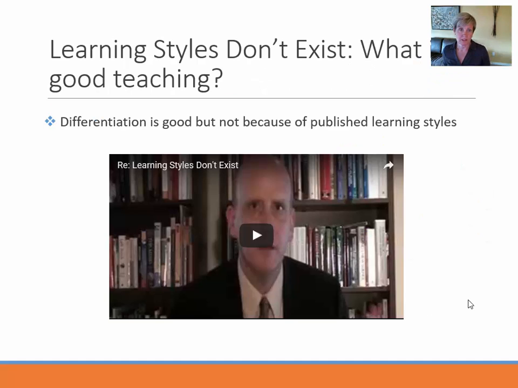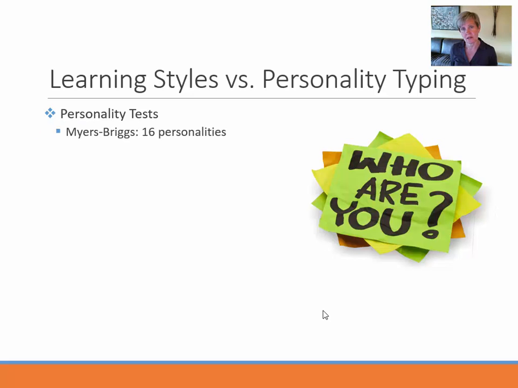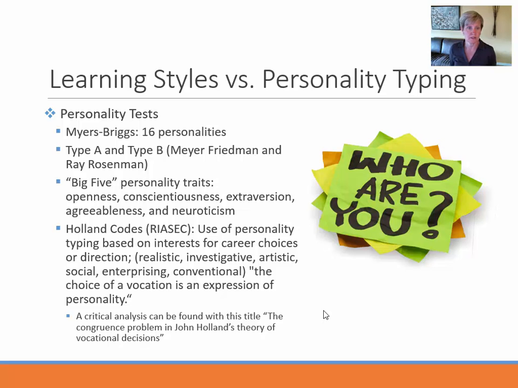So sometimes you see learning styles parlayed into this idea of personality typing. Actually, two different things. One is the learning style: this is the way that I should approach you as a learner. The other idea is that this is your personality, and because this is your personality, I'll approach you this way as the learner. But they're actually two very different things. In fact, I think that some of you have probably taken some of these personality tests. There's the Myers-Briggs talking about 16 different types of personalities. Type A and Type B, Meyer Friedman and Ray Rosenman. The Big Five personality: openness, conscientiousness, extroversion, agreeableness, and neuroticism. And then the Holland codes.